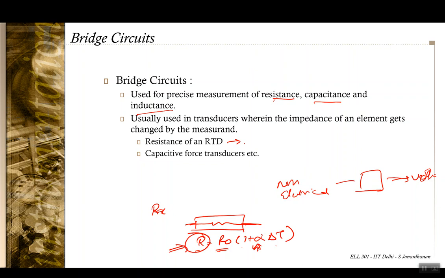And similarly, you can have strain gauges which measure strain. You can have capacitance based force transducers like that you have in your touch screens. So bridge circuits can be used with such devices, and they can very precisely measure the passive quantity like resistance, capacitance or inductance. So in this lecture, we'll start focusing on resistance.